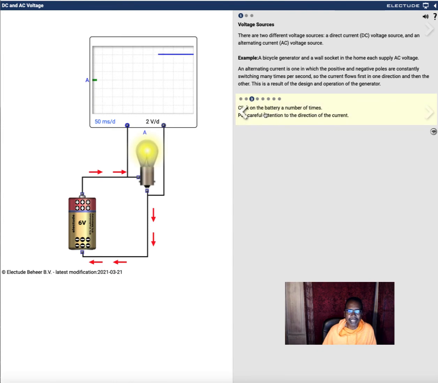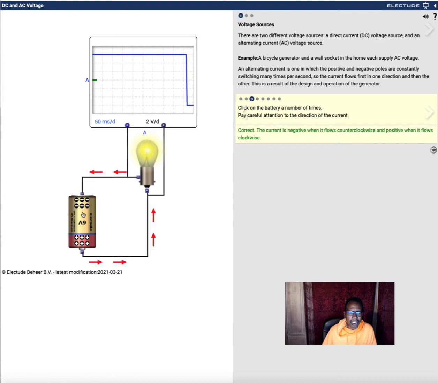Now here it says, click on a battery a number of times and pay careful attention to the direction of the current flow. Look at this one. This is positive flow, clockwise. Right, negative flow, counterclockwise, and you see I'm switching it here. Almost like a digital signal.